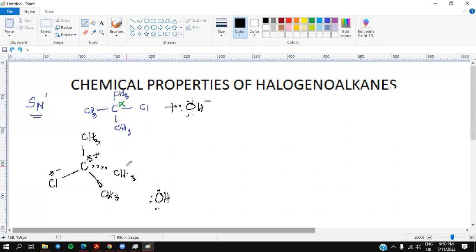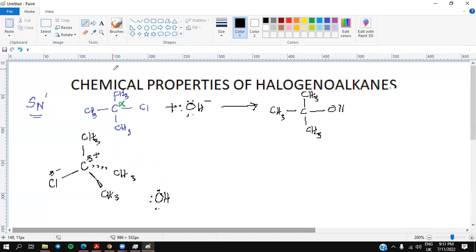In Sn2 mechanism, OH attacks the positively charged carbon atom. Here it doesn't happen. However, when this OH negative reacts with this tertiary halogenoalkane, the reaction occurs producing an alcohol. Here also an alcohol is formed. CH3, CH3, OH. See carefully, the OH is not going to attack this. However, the reaction has happened.